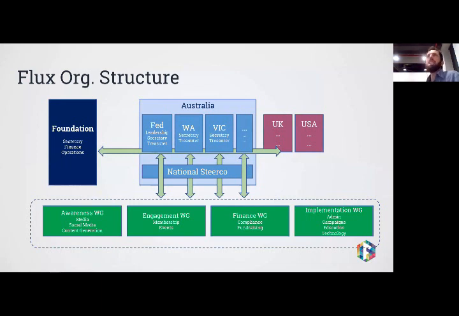Now, it's worth pointing out in this org structure diagram that we have the Flux Foundation, which currently serves as the holding entity or the administration entity for a lot of the accounts, and essentially is there to provide overarching governance and support for the state and federal branches to do what they need to do. There will be another video that we'll create in due course that provides more context on the roles and responsibilities of the foundation, the state branches, and the National Steerco. But for today, we're going to focus on the working groups.